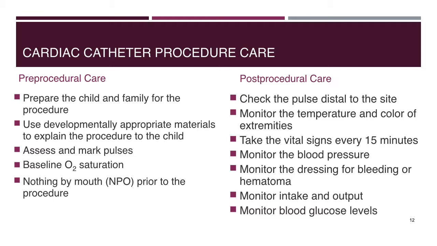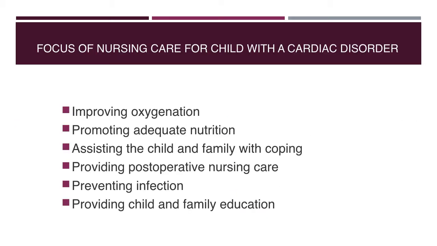Ideally, we should not have a hematoma because we try to get pressure on that site immediately after the catheter is pulled. We're going to monitor I&O because we will have put dye in, and the dye may be affecting kidney function. And so we want to make sure that this child has normal output, that their kidneys are working. Also, we're going to monitor their blood glucose levels.